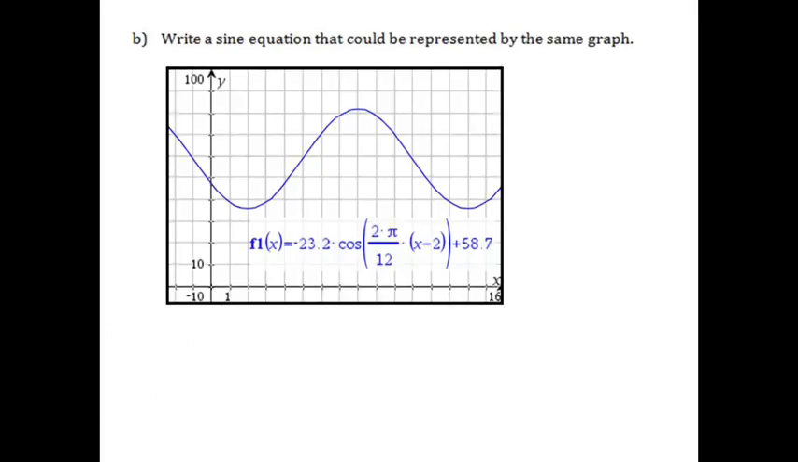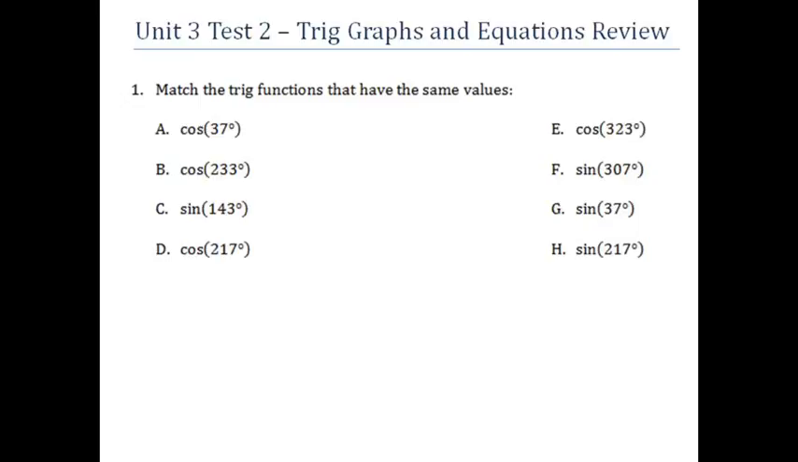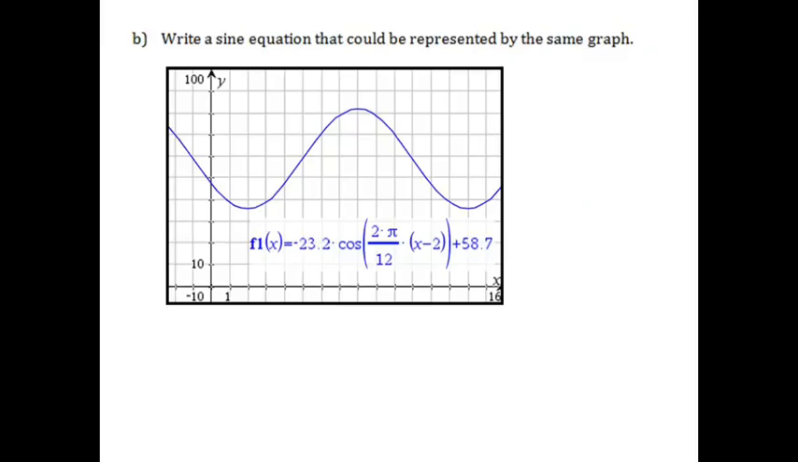In part B, we're asked to write a sine equation that could be represented by the same graph. So for this, I need to figure out where a sine equation would be starting, what my x-coordinate would be for the starting point for sine. So I'm going to try to sketch in this midline at 58.7, 10, 20, 30, 40, 50, 60. So looks like my midline is about right here.